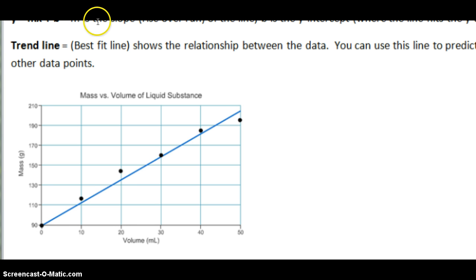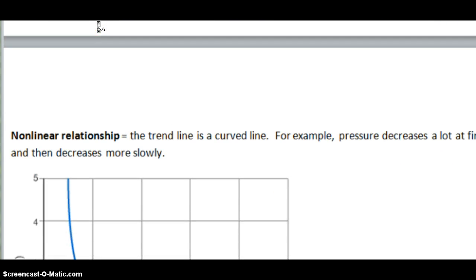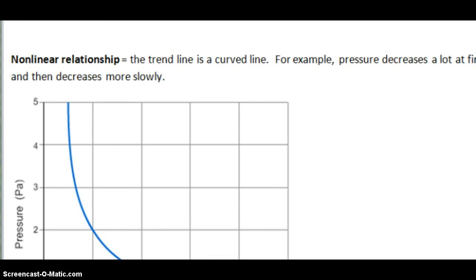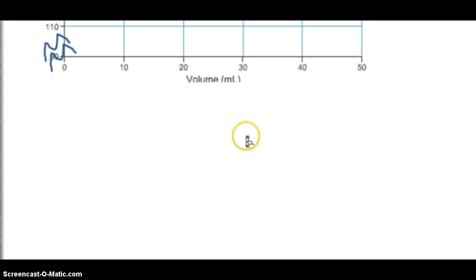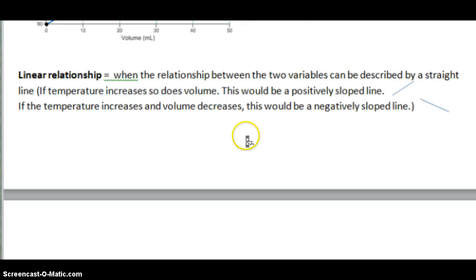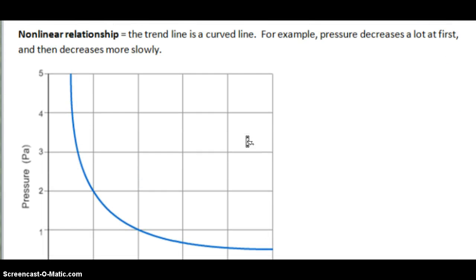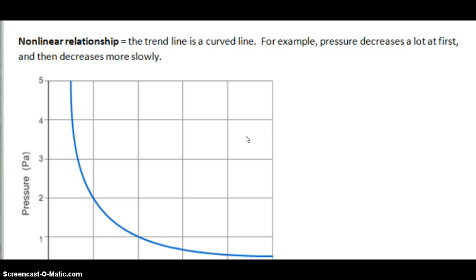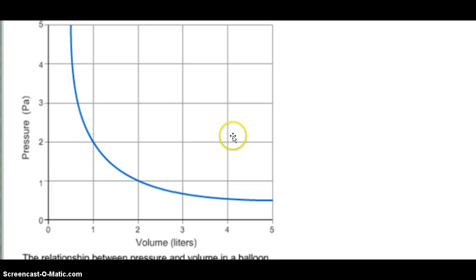All right. Then I also added nonlinear relationship. And our nonlinear relationship is the trend line is a curved line. For example, pressure decreases a lot at first and then decreases more slowly. So it really has a big dip, kind of a dip, and then it really levels out.